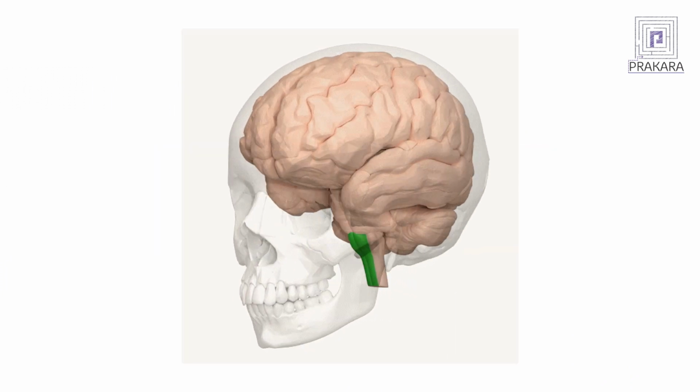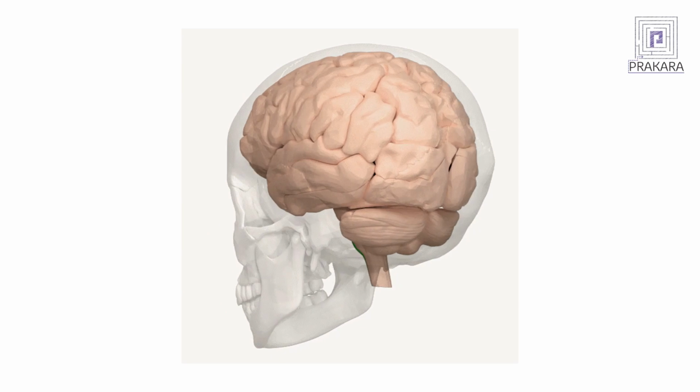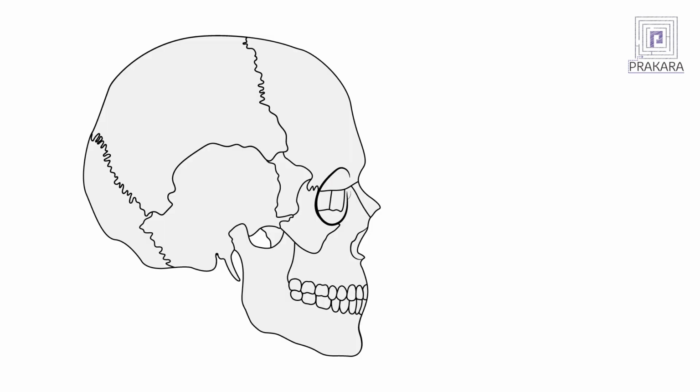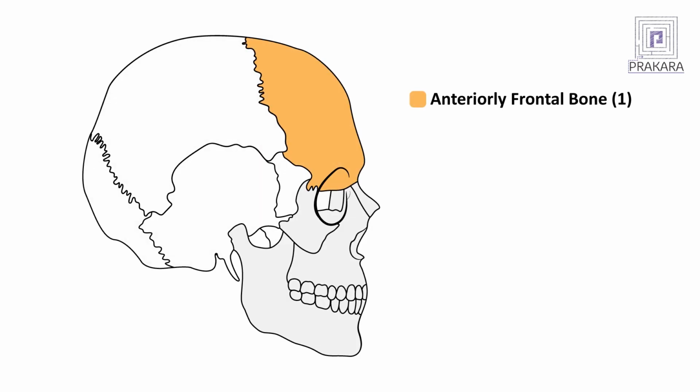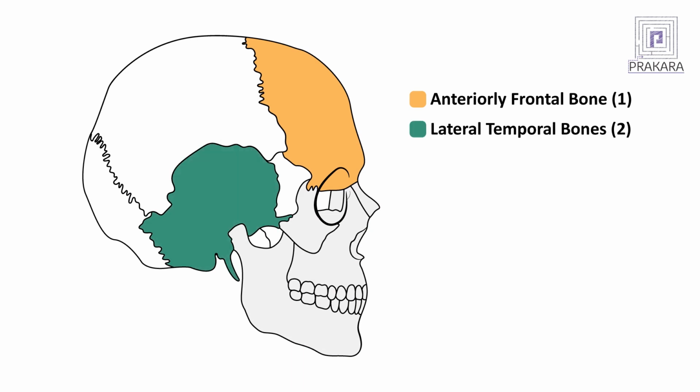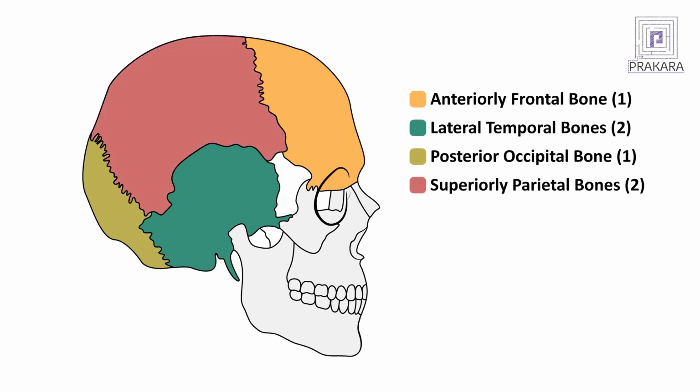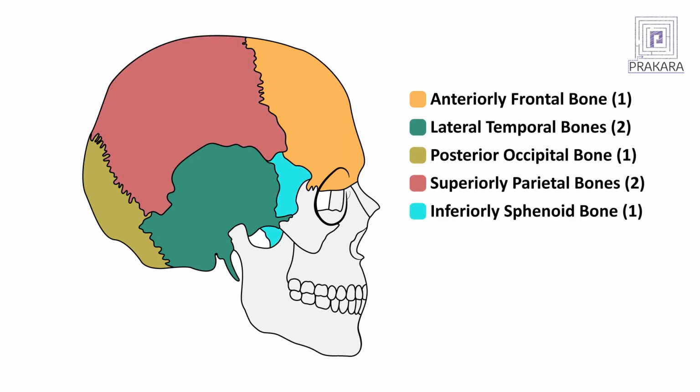The cranial cavity contains the brain, and its boundaries are formed by the bones of the skull. Anteriorly you have 1 frontal bone, laterally you have 2 temporal bones, posteriorly you have 1 occipital bone, superiorly you have 2 parietal bones, and inferiorly you have 1 sphenoid bone, and you also have 1 ethmoid bone and parts of the frontal, temporal, and occipital bones.